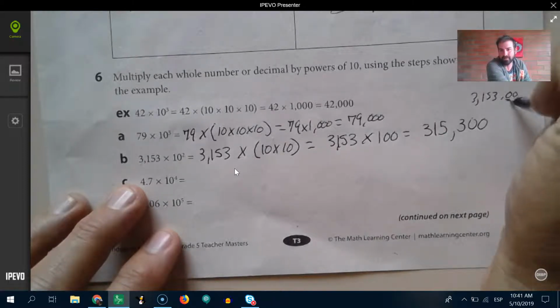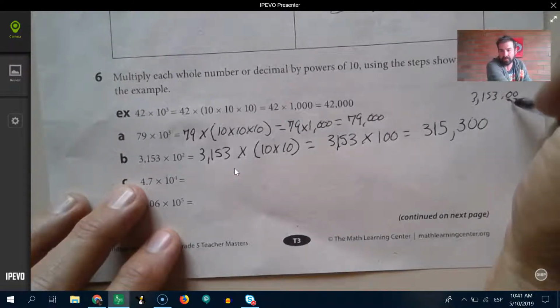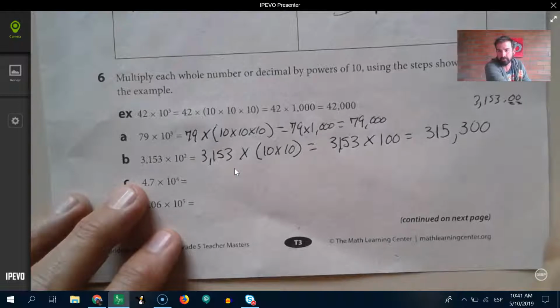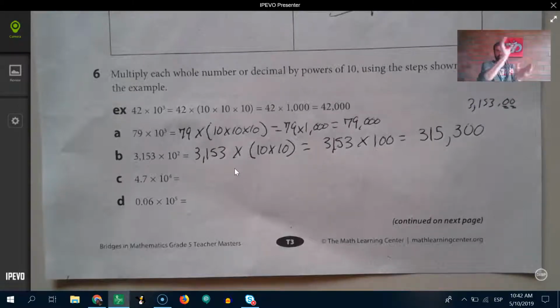Because this 0 used to be in the tenths, and now guess what? Where is it? It's in the tens. This 0 was in the hundredths, and then it shifted 2 spots. It's down to the ones. That's where the zeros come from. You're not adding them, they're shifting down. Did I do that the right direction? I don't know, it's one of those.